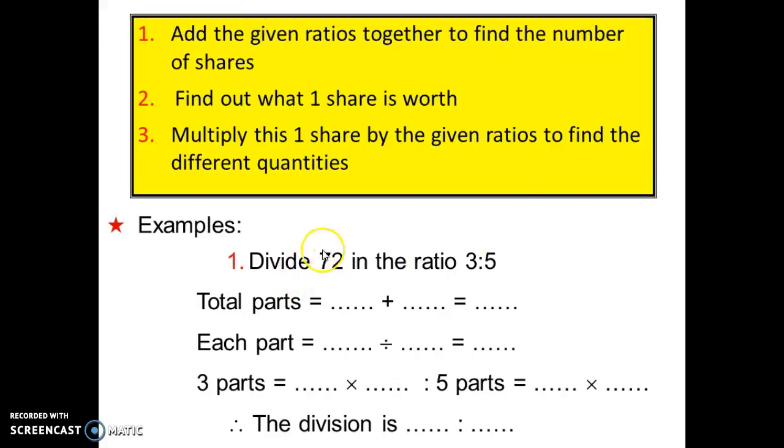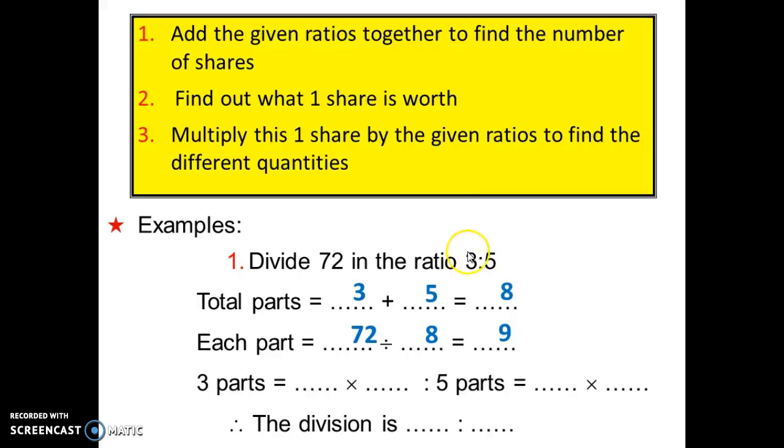here I've got one where I've got $72 and I'm going to divide it into the ratio of 3 to 5. So step 1 is to add the ratio parts together to find out the number of shares. So our total parts in this case will be 3 plus the 5, which gives us 8. So there's 8 shares in that ratio. Each share or each part is worth, well, we take our 72 and we divide it by 8 and we get each part's worth 9.